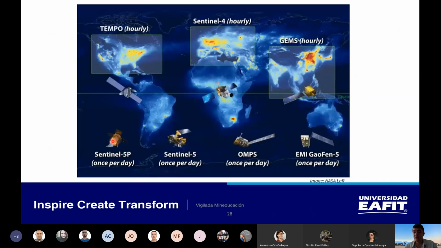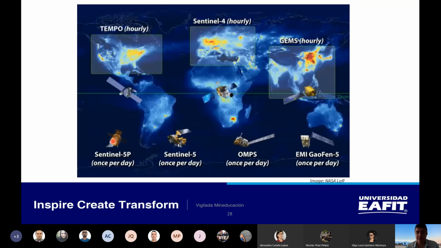This graphic I want to show you is because the next 10 years are really planned in the atmospheric sensing. We have in the world three big satellites that are not yet in orbit, but now they are financed. That is the TEMPO, the Sentinel, and the GEMS. It will be the first constellation until 2030 of geostationary measurements for air quality monitoring.